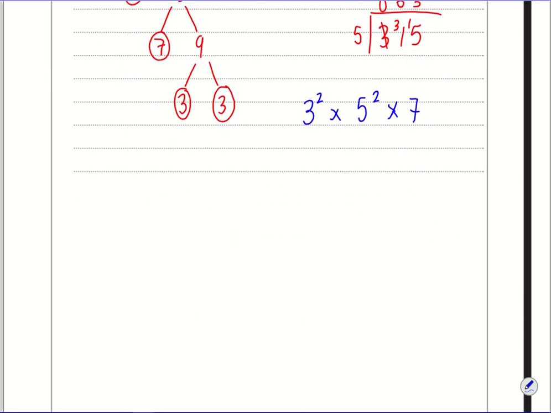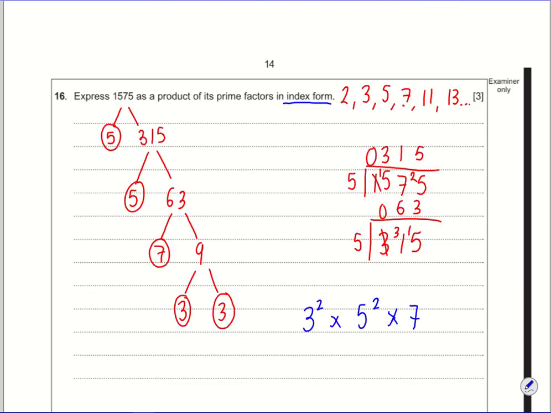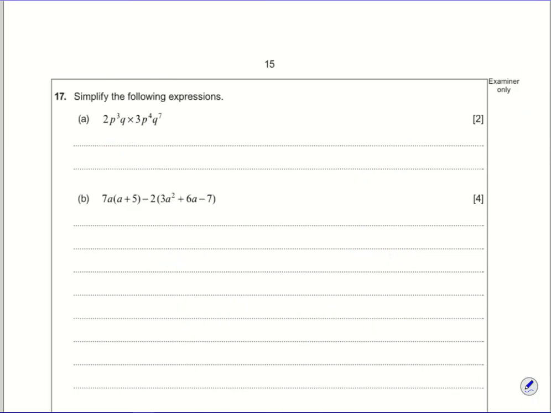Is there anything else on this page? No. So on to the next page, which is where we find some indices. So simplifying indices. When you're multiplying, it's multiply the numbers and add the powers.